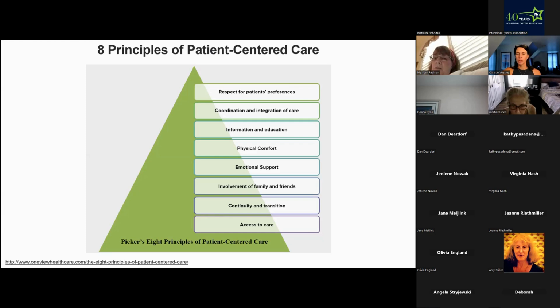The continuity and transition piece applies more to hospital-based care when you're moving out of a hospital-based system into transitioning into care by a primary care or other type of specialist. But it is one of the components of patient-centered care. And then lastly, that we all have access to quality care.